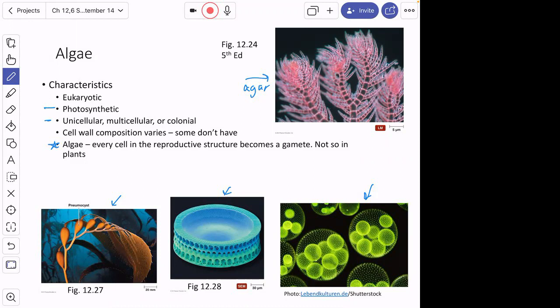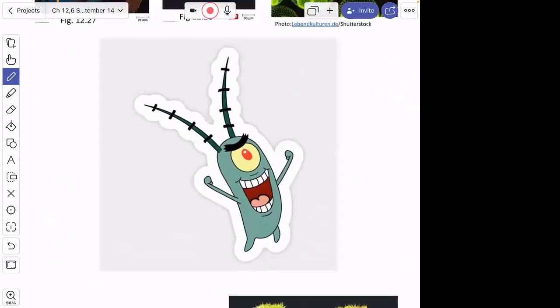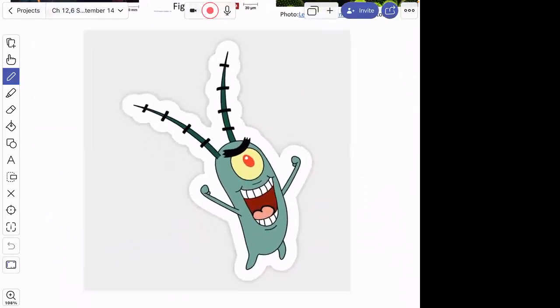We won't really go into the composition very much because it's quite varied, but mostly they have cell walls. Again, can be silica or all sorts of different things there. Okay. Oh, another fun fact. You have lots of interesting things to discuss over the dinner table tonight.